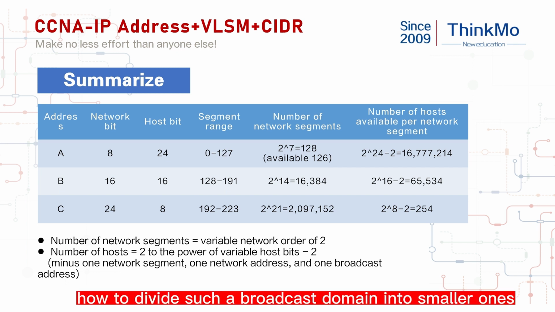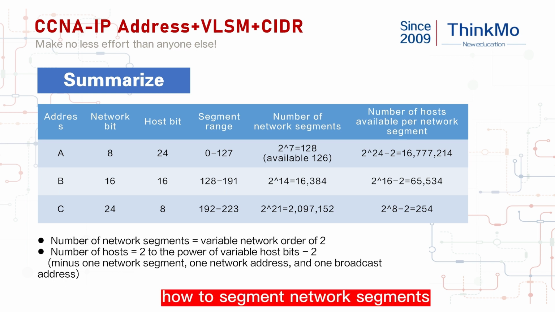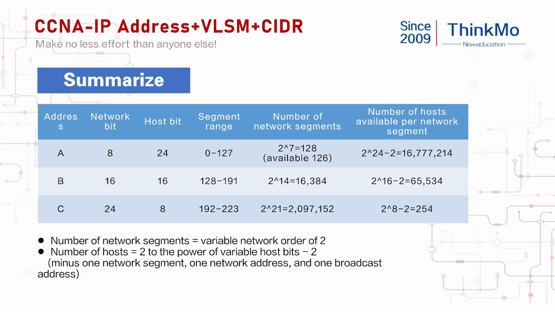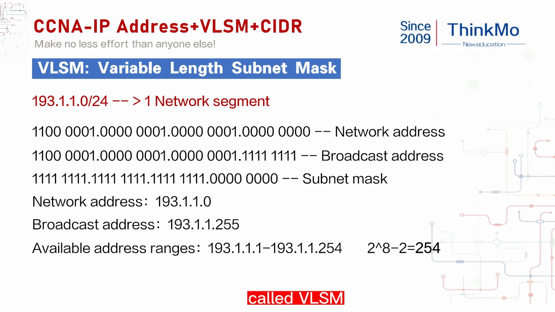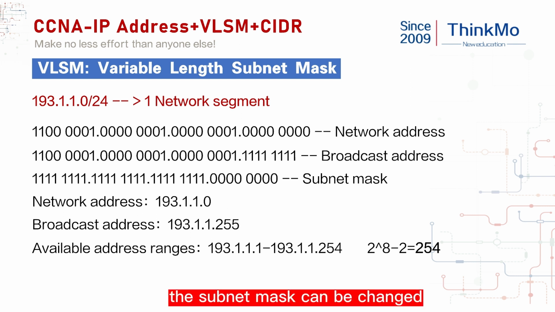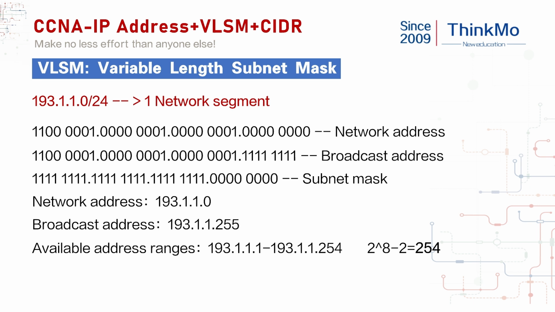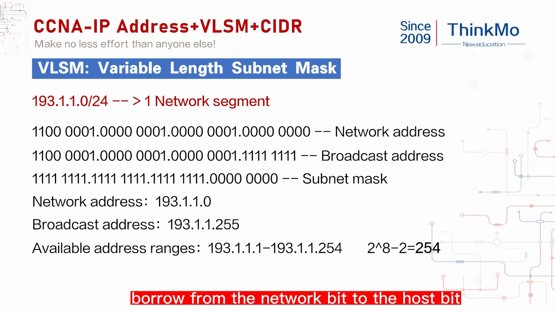How to divide such a broadcast domain into smaller ones. How to segment network segments, able to let some broadcast packets pass in some cases. This is what we have to think about. Then we need to use a new technology, subnetting technology, called VLSM. As the name suggests, the subnet mask can be changed. The way to change is to borrow from the network bit to the host bit.